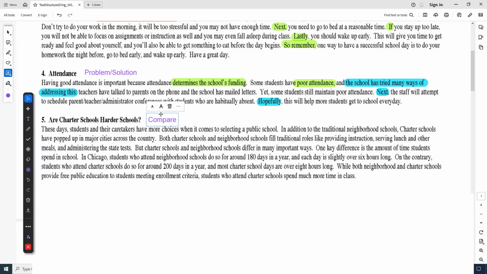What are the two topics being compared and or contrasted in this passage? Charter and public. Charter and public what? Schools. Oh, schools. Good. So we're comparing two school systems.